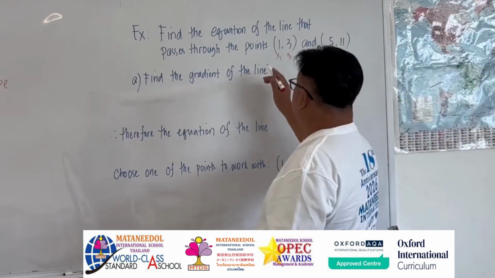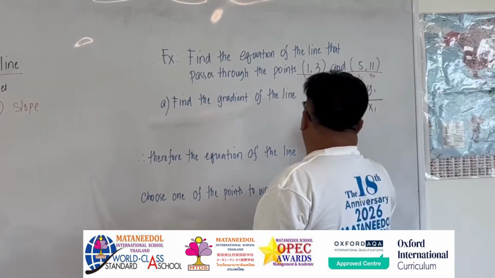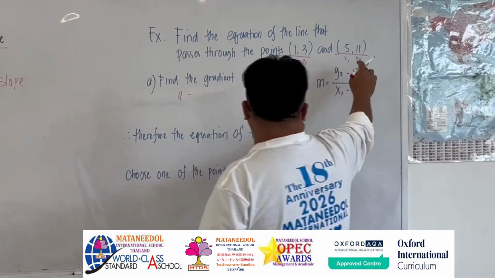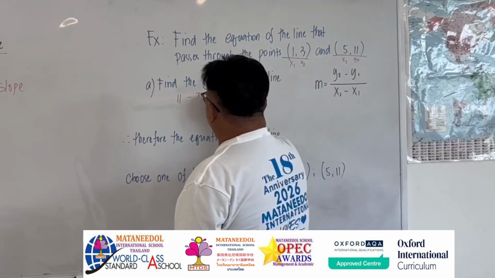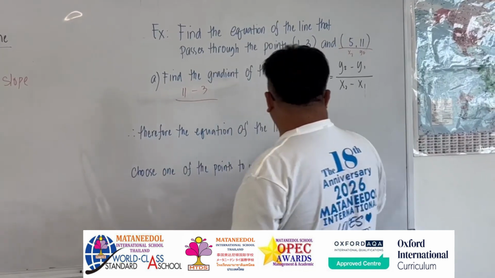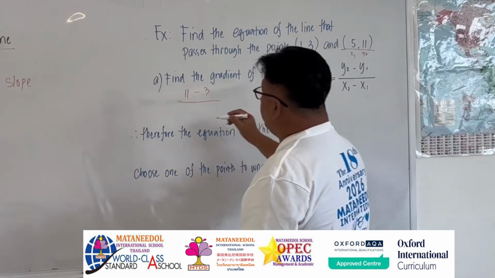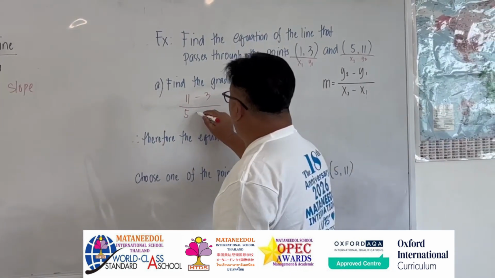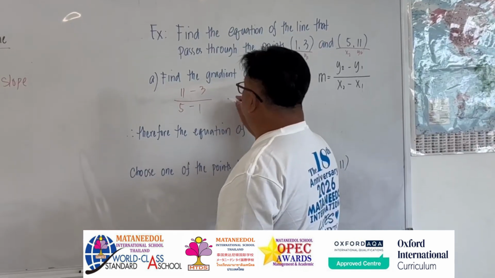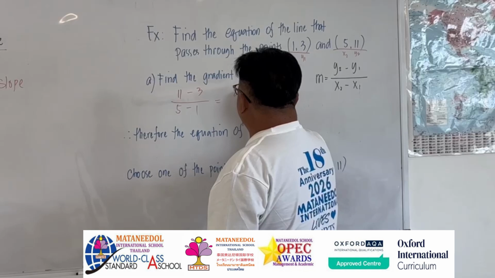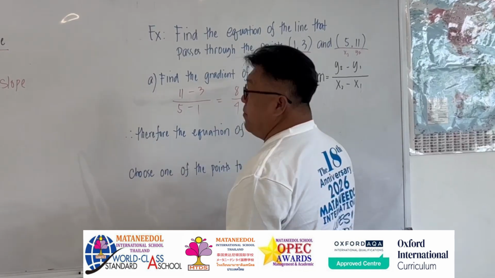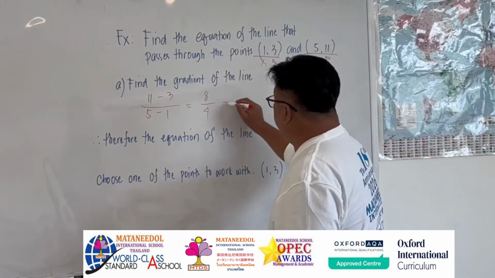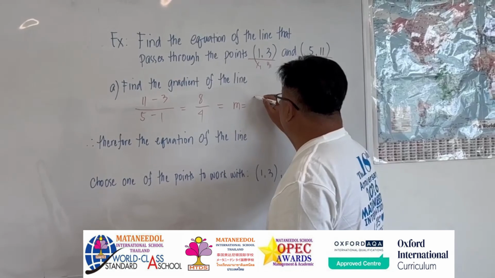Now, let's first solve using the given points. Take the value of y of 2, we have 11, minus y of 1, which is 3, over the value of x of 2, which is 5, minus the value of x of 1, which is 1. Then simplify. So therefore we have 8 over 4, because 11 minus 3 is 8, and 5 minus 1 is 4. So therefore our slope, or m, the gradient, is 2.